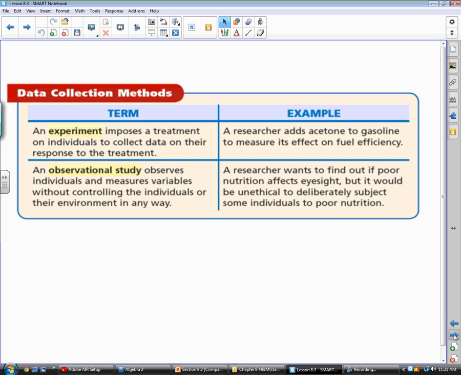An observational study, though, is a little different. You're just going to observe individuals and measure those variables without controlling the individuals. So we're just going to observe what happens out there in life. An example is when a researcher wants to find out if poor nutrition affects eyesight. It'd be kind of unethical to take a group and say, you're not going to eat very well for the next couple months, or even better yet, the next couple of years, and then we want to test you and see if your eyesight got worse. That's not too ethical. So you've got to watch that, and they do more of an observational study then.